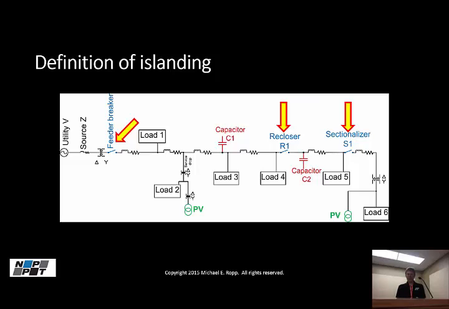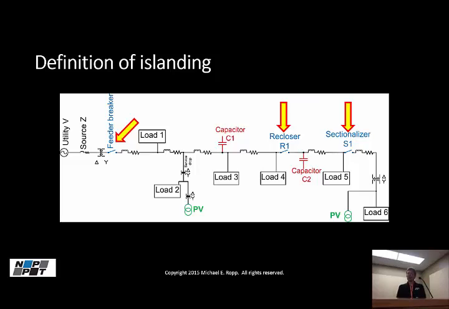So let's assume for just a minute that I'm going to open that recloser R1. When that happens, what if I have a case where the PV plant out there happens to be producing the same amount of power as was required by loads 5 and 6, and that capacitor C2 was producing the amount of VARs that was required? So basically, I have a power match in both real and reactive power inside the island.